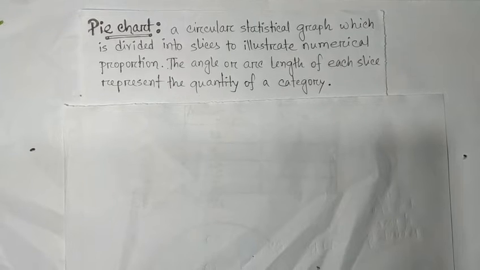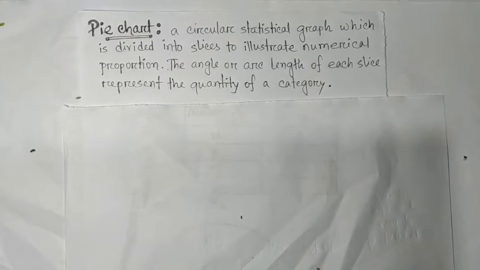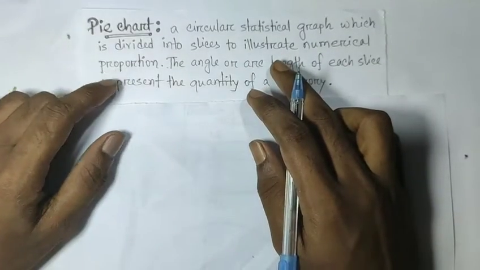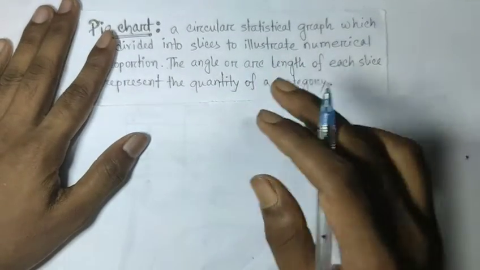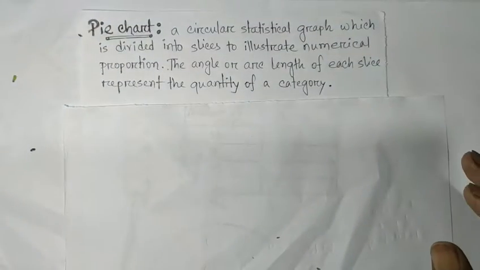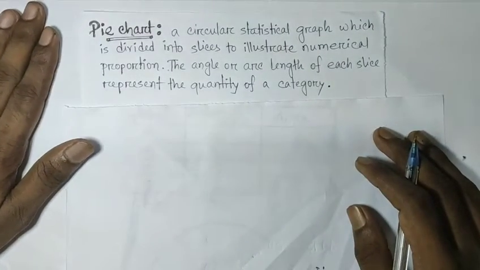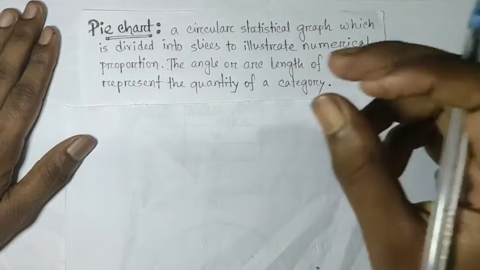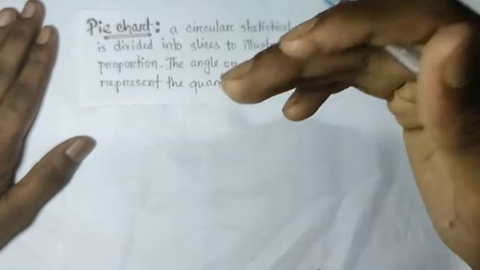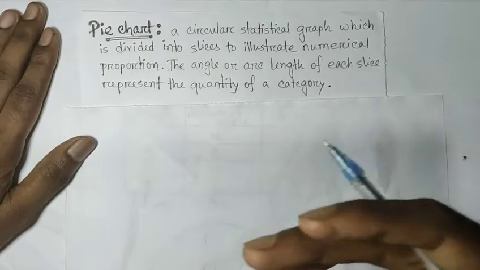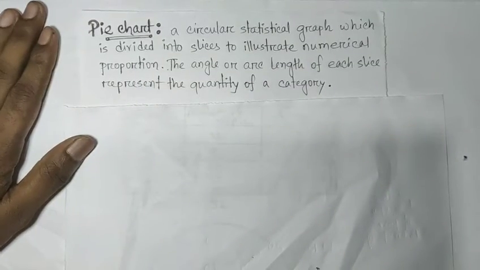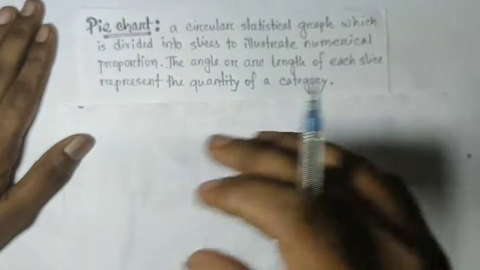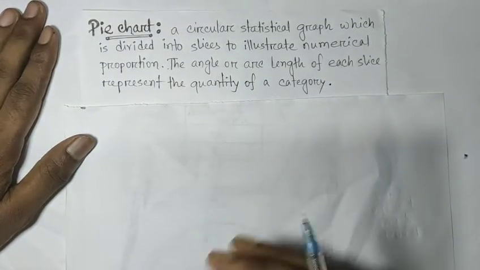Pie chart is a circular statistical graph which is divided into slices to illustrate numerical proportion, and the arc length or the angle of each slice represents the quantity of a category. It's almost like the bar diagram, and the difference between them is that in bar diagram we use rectangular bars to represent the data, and here we are using the angle in a circle to represent variable values.